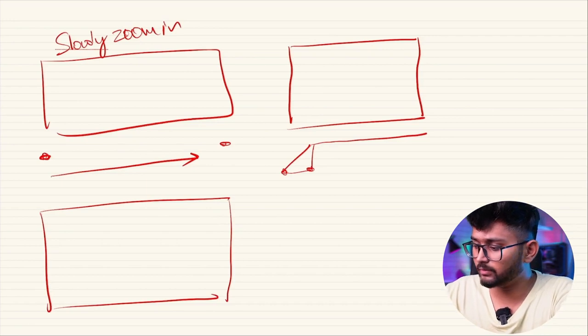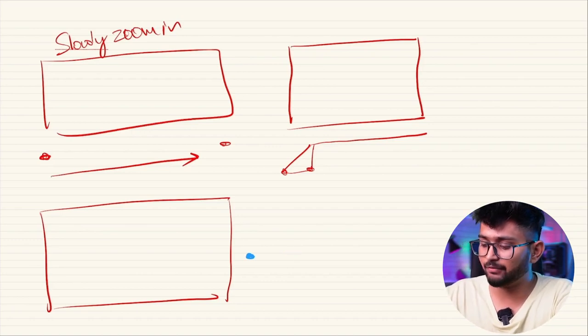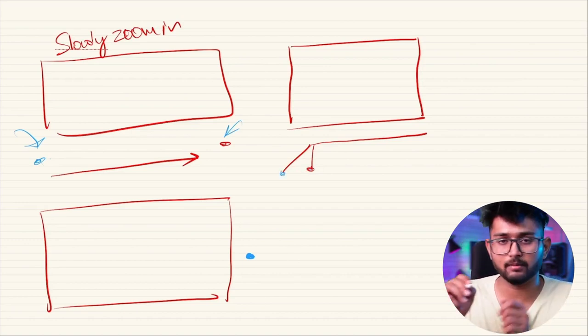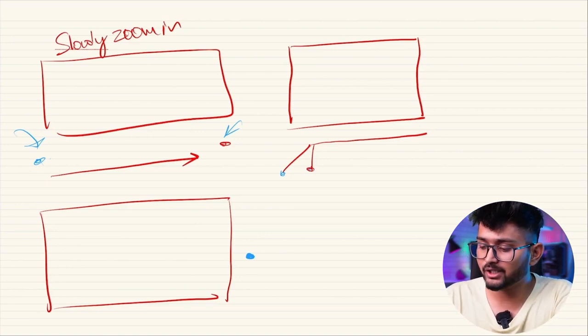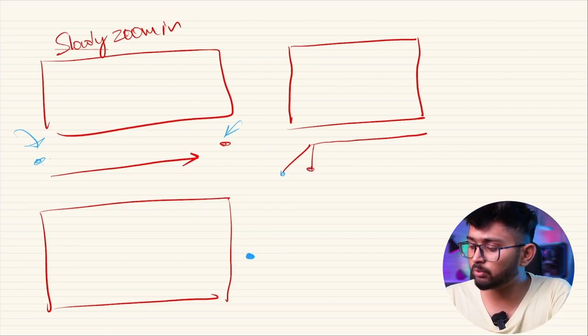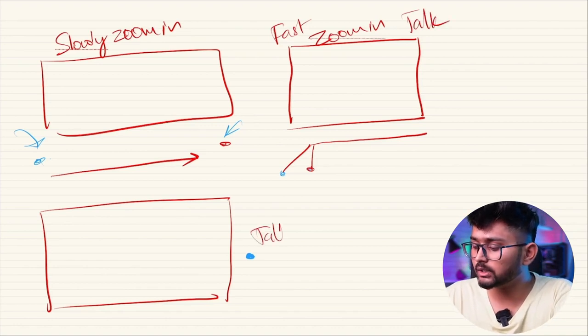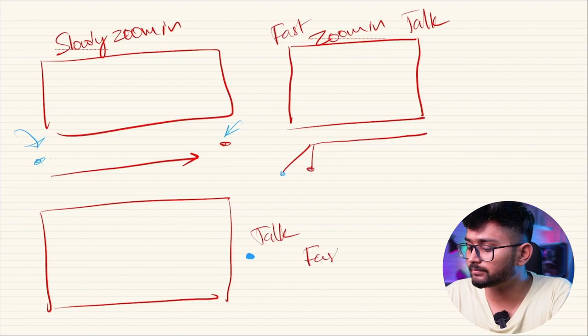initially it will be the same, right? Initially it will be the same from here to here. So these are the keyframes which I'm talking about. This is a keyframe. This is also a keyframe. So what I'm trying to do is I'm highlighting the keyframes in which the zoom in and zoom out has been applied, right? So first one is the slow zoom in, and the second one is a fast zoom in and then talk. And the third one would be talk and then a fast zoom in, right?